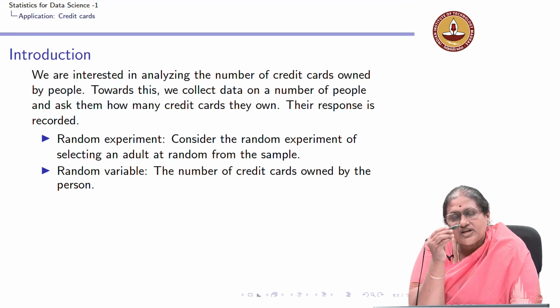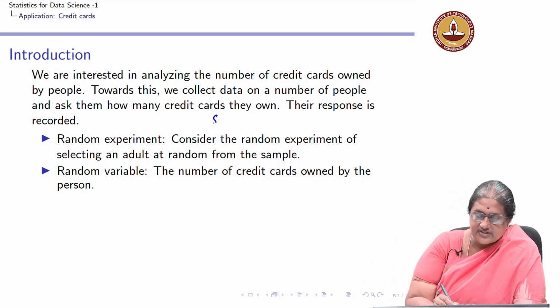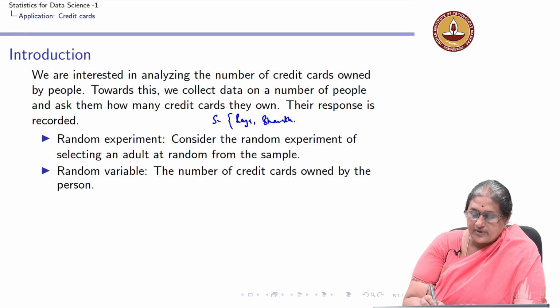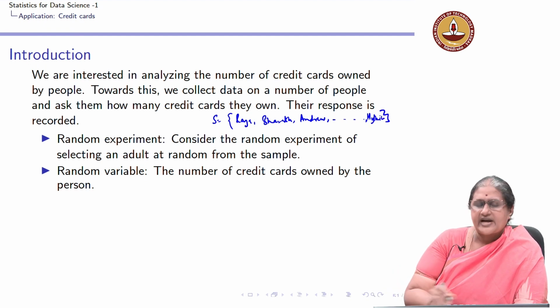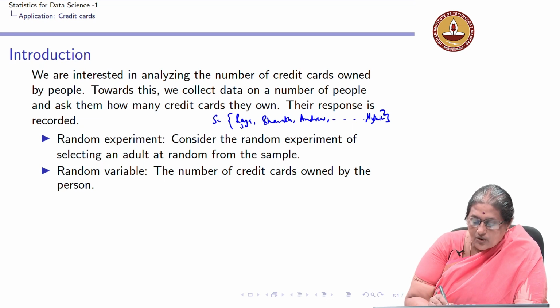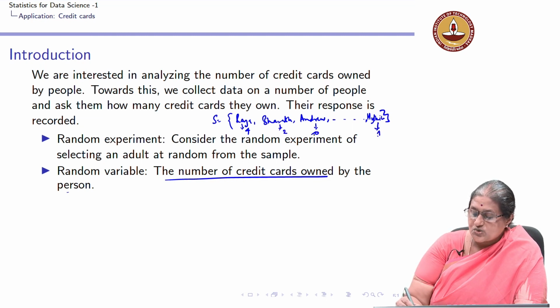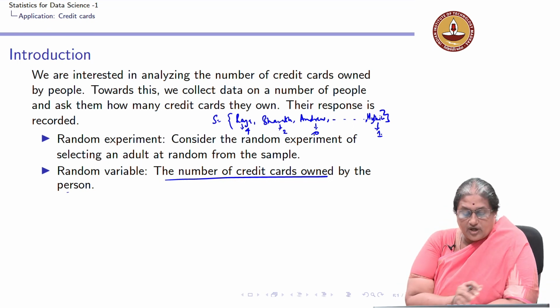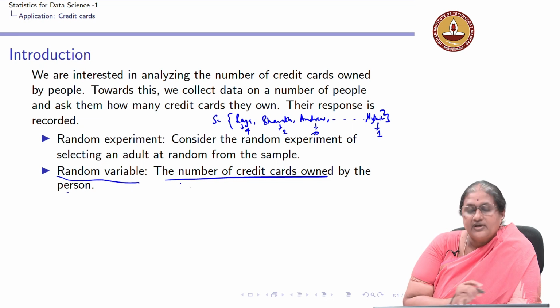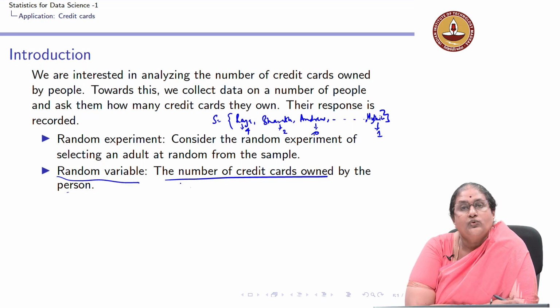For example, my sample space could be Raja, Bharat, Andrew, and so forth, then Maithili. I could just write down all these people. Associated with each outcome is the number of credit cards owned by the person. So, Raja could respond by saying that he owns 4 credit cards. This person says 0, this says 1. So, associated with each outcome, I am defining the random variable, which is the number of credit cards owned by the person.